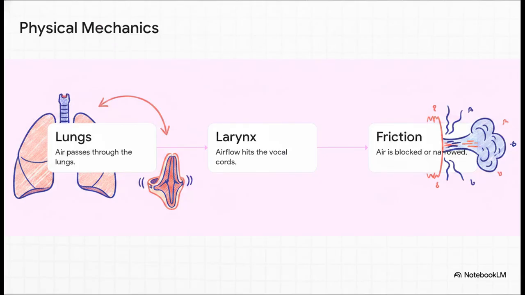Let's actually break down this biological foundation step by step. Step 1. Air passes through your lungs as you exhale. Step 2. That airflow travels up and hits a narrow aperture, specifically your vocal cord sitting right there in your larynx. And finally, step 3. The air is either completely blocked or narrowed down, producing friction as you force it out into the world. And this exact physical sequence, that's the biological engine for literally every single consonant we speak.